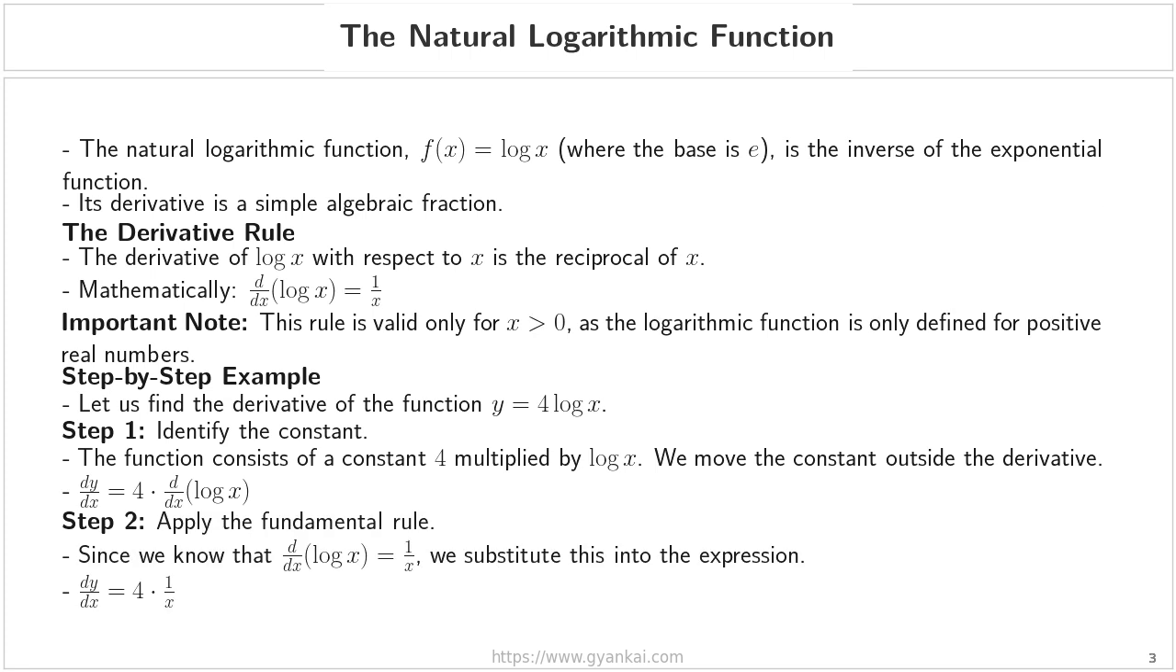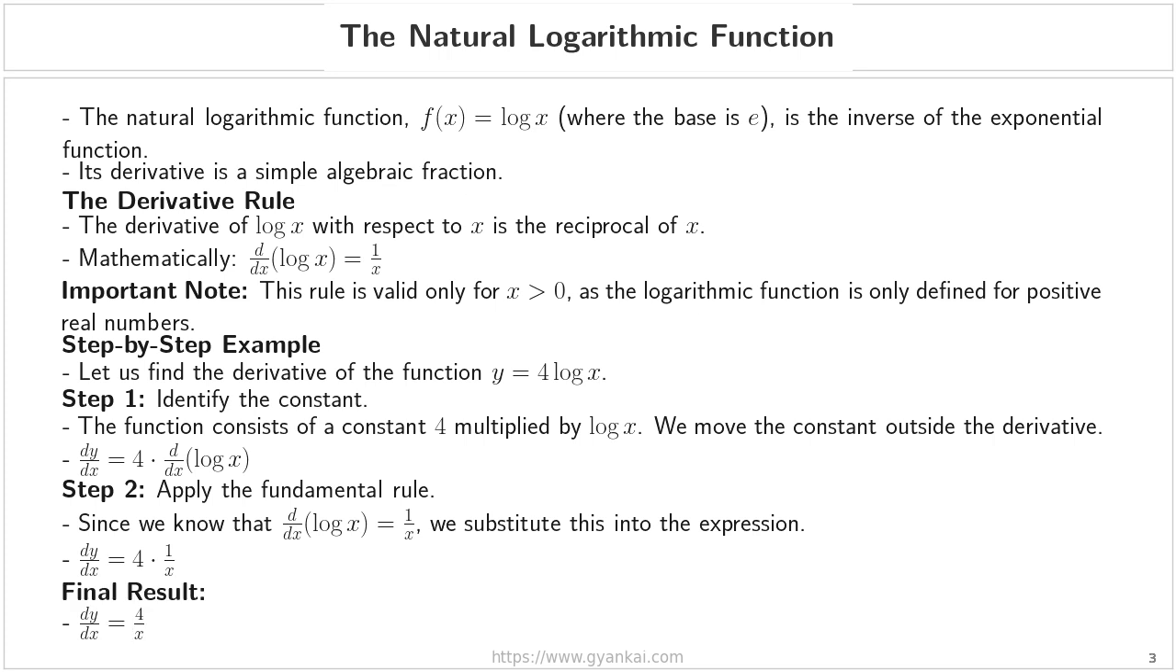In step 2, we apply the fundamental rule we just learned. Since we know that the derivative of log x is 1 over x, we substitute this into our expression. This results in dy dx equals 4 times 1 over x. For our final result, we simply multiply the constant by the fraction, giving us dy dx equals 4 over x. Understanding these two fundamental rules, for both the exponential and logarithmic functions, is essential, as they will allow us to tackle more complex real-world applications, which we will discuss in the next slide.